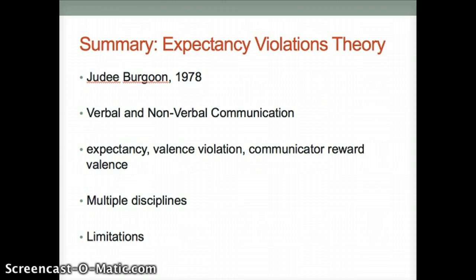In summary, the expectancy violations theory was invented in 1978 by Miss Judy Burgoon and was first utilized in nonverbal communications regarding personal space. Since then, researchers have used the theory in many different situations using both verbal and nonverbal communication. The three core concepts of the expectancy violations theory are expectancy, valence violation, and communicator reward valence. EVT can be used in various disciplines where communication is involved and definitely has a place in the agricultural industry. And finally, like all theories, there are few limitations that can be adjusted to within each specific research project.